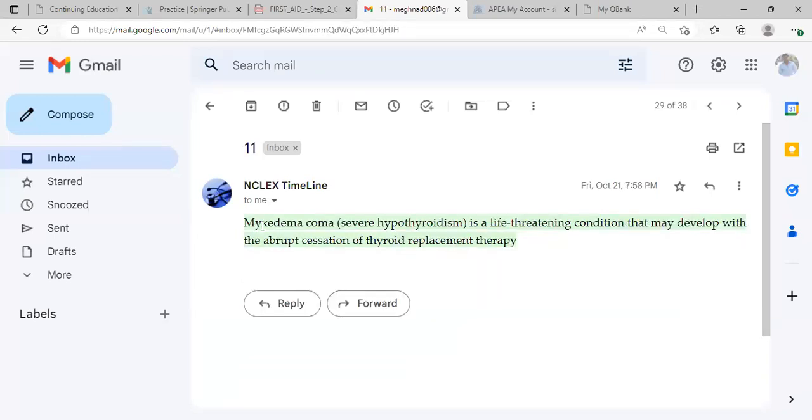A few things more about myxedema coma. Myxedema coma is severe hypothyroidism. It is a life-threatening condition that may develop with abrupt cessation of thyroid replacement therapy.